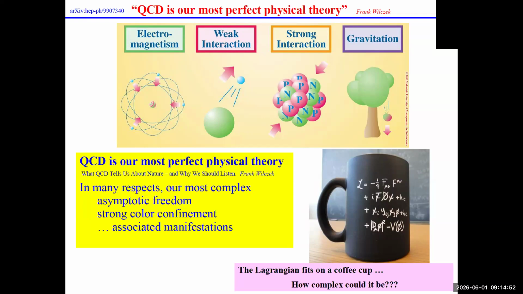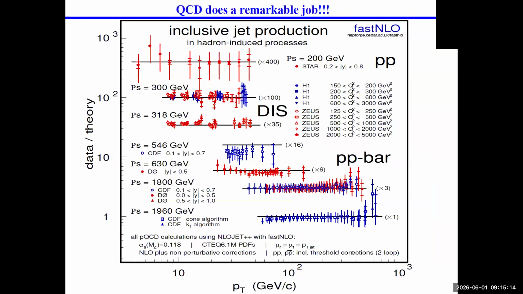Don't take my word for it. Frank Wilczek got the Nobel Prize for QCD. I pulled that from his paper. But he argues that in many respects, it's our most complex. It has asymptotic freedom, strong color confinement, and all the associated manifestations. But how complex can it be? It fits in a coffee cup. So there we go. We're going to dive into that. And it does a remarkable job.